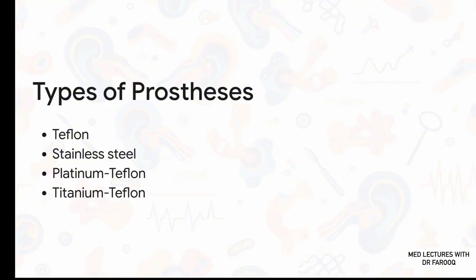And we have a few advanced materials used for these prostheses. You'll typically see a standard Teflon piston, a stainless steel piston, a platinum Teflon combo, or a titanium Teflon piston. The ultimate choice basically just comes down to the surgeon's personal preference and whatever specific anatomic quirks they encounter once they're actually in the middle ear.